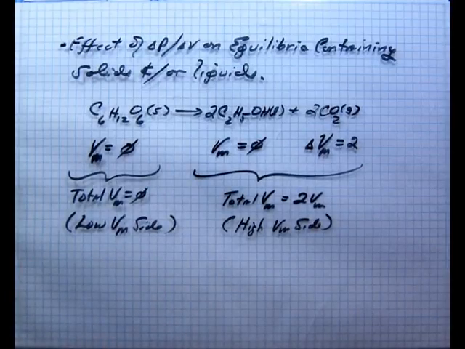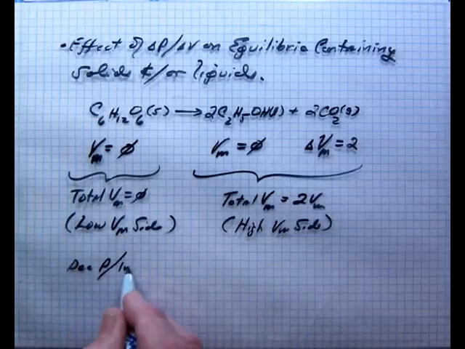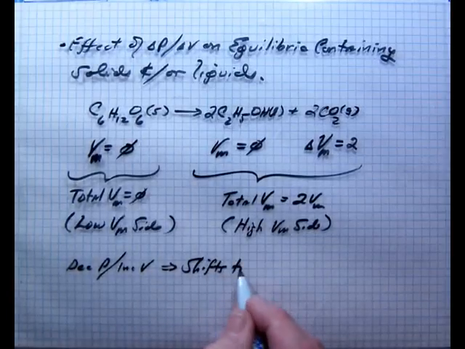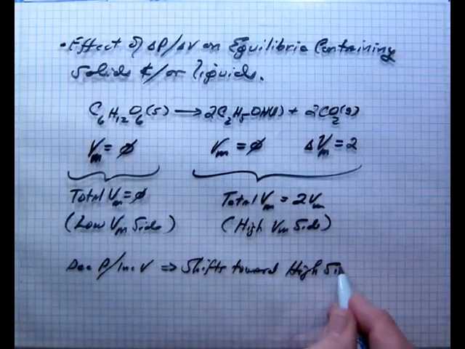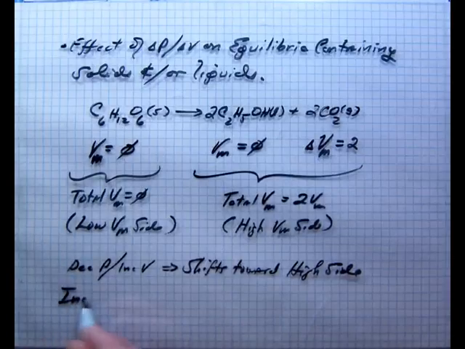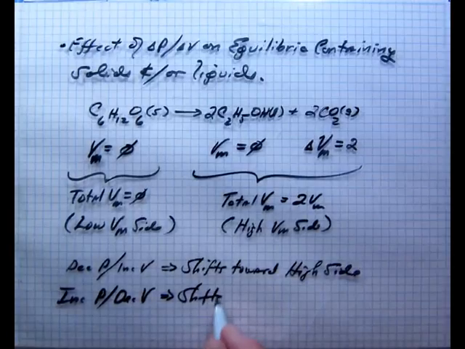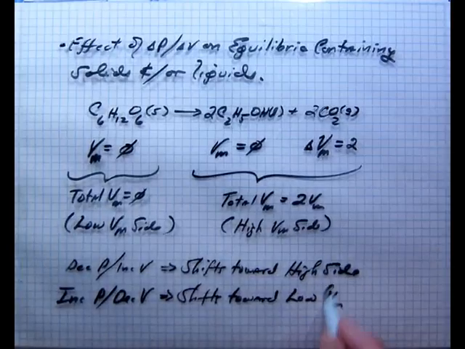So from this, the rule continues to apply. If you increase pressure, it's going to condense. It's going to shift to the low side. If you decrease pressure, it's going to shift to the high side. So decrease pressure, increase volume, shifts toward the high side. Increase pressure, decrease volume, shifts toward the low side, low Vm side, I should say.